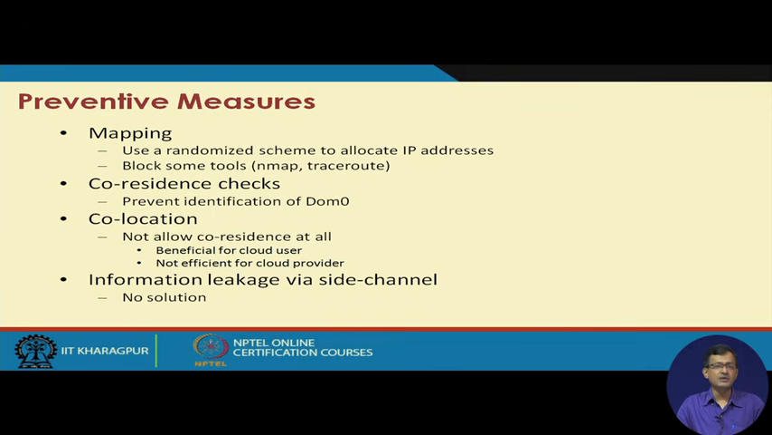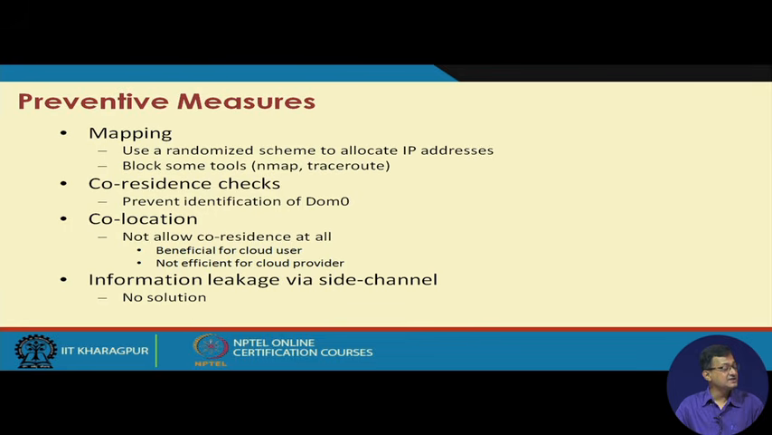Finally, what type of preventive measures can we think of? One is for the mapping: use a randomized scheme to allocate IP addresses and block some tools like nmap and traceroute. Blocking tools may be okay, but randomized allocation may go against the optimization or resource management of the system in some cases, from the perspective of the service provider. So, that may be a challenge.